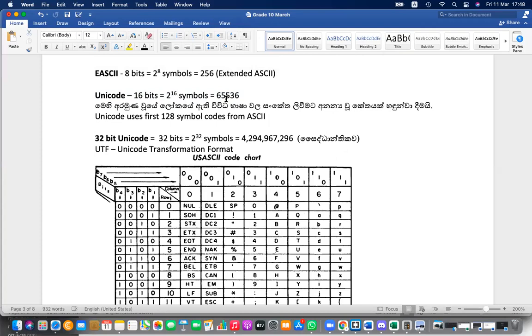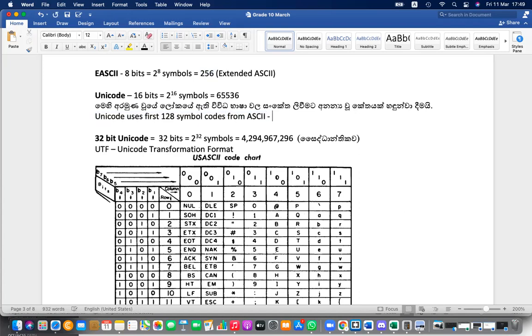The idea of Unicode is to represent other languages, right? Because English has only 26 characters, capital and simple altogether 52, and symbols and some special characters. Around 100 will be enough. But think about other languages: Tamil, Sinhala, Chinese Mandarin, Japanese, then Korean, and Arabic. You need to represent those characters also. Therefore, Unicode was introduced to give a unique code.